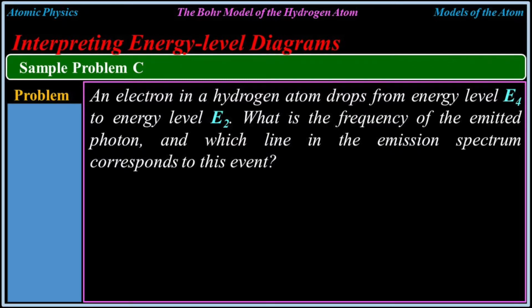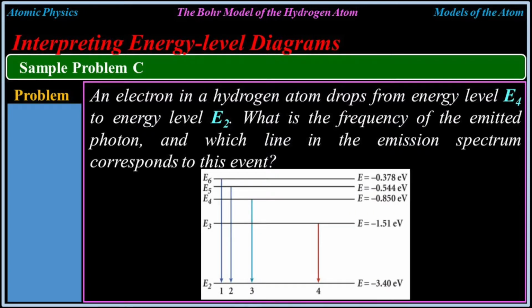An electron in a hydrogen atom drops from energy level 4 to energy level 2. What is the frequency of the emitted photon, and which line of the emission spectrum corresponds to this event? So it's going to go from 4 to 2. There it is, 4 to 2.